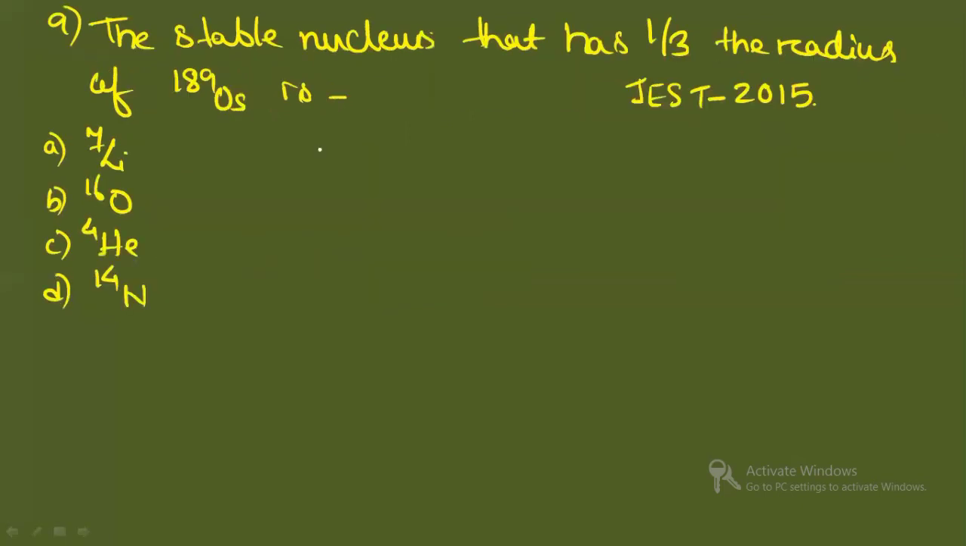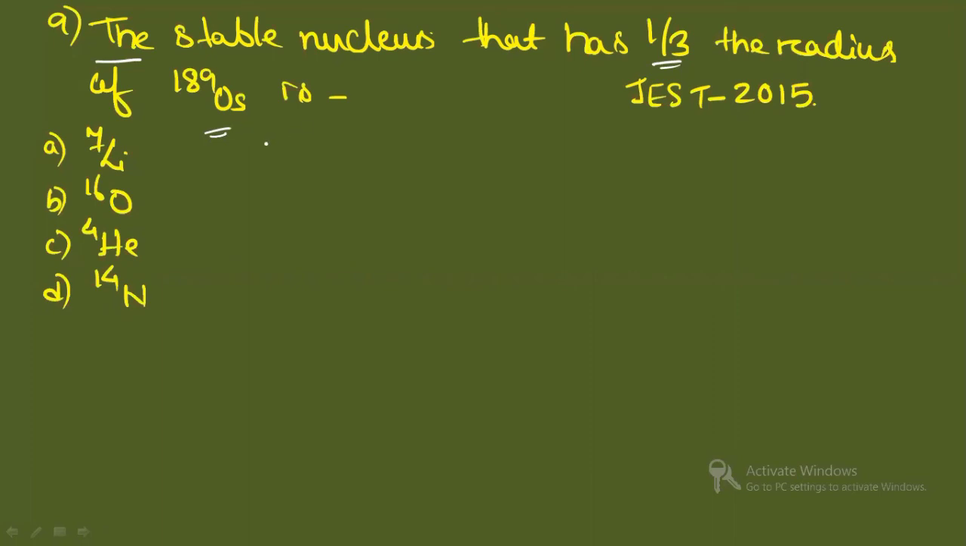Okay, next you see the stable nucleus that has 1/3. The stable nucleus is having 1/3 the radius of what? This osmium 189. This question is from JES 2015. I have already solved this question, but once again we will be doing here. So now let's see question number 9. It is said the stable nucleus has a radius 1/3 of this nucleus. The stable nucleus that has radius 1/3 of this is which one?